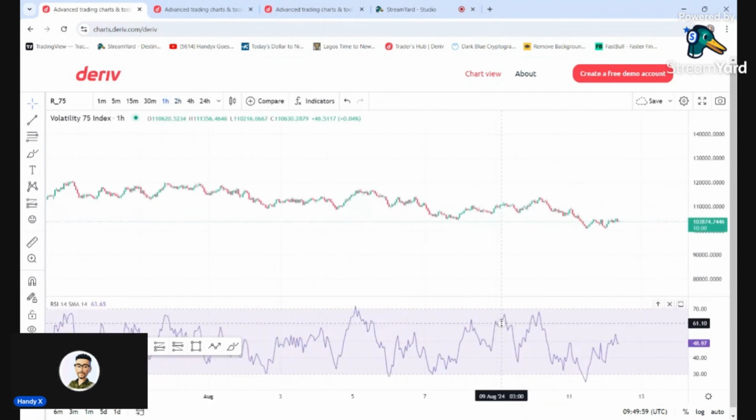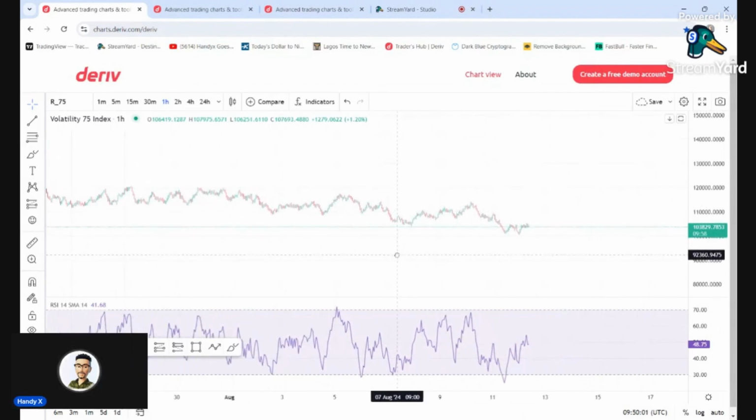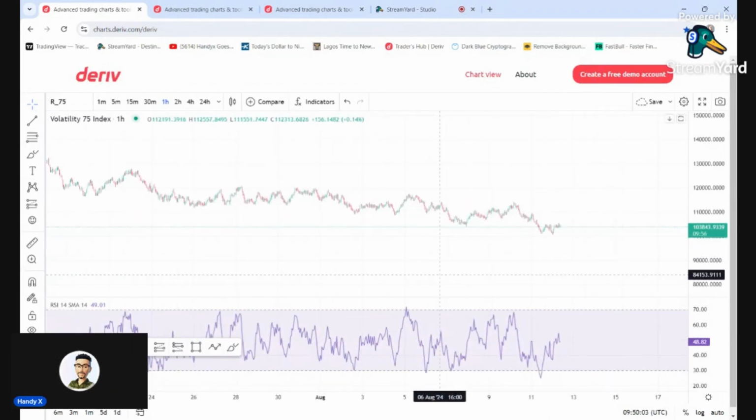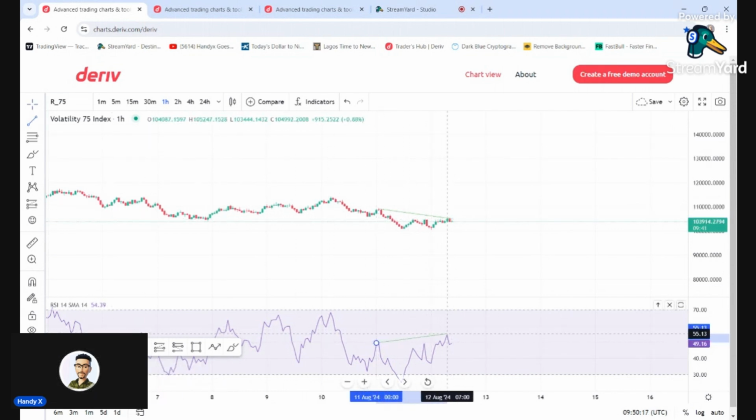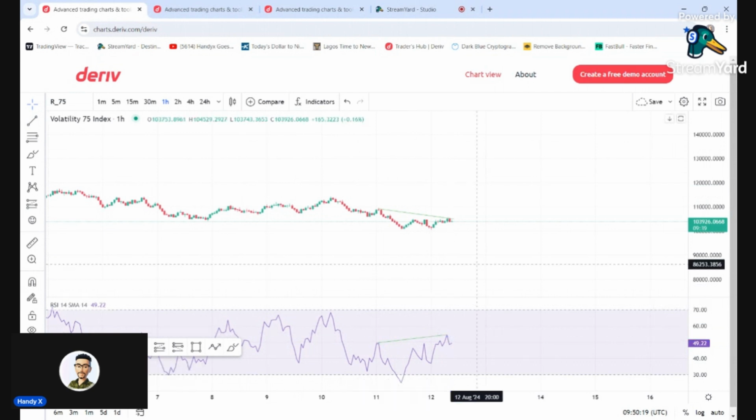Okay, all right, good. I think I'm seeing something right now. More like it. So this is 1 hour. I'm seeing this, and I'm also seeing this. This is a divergence. This is a hidden divergence for a bearish move.